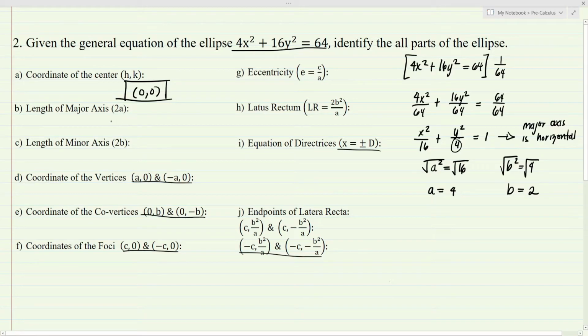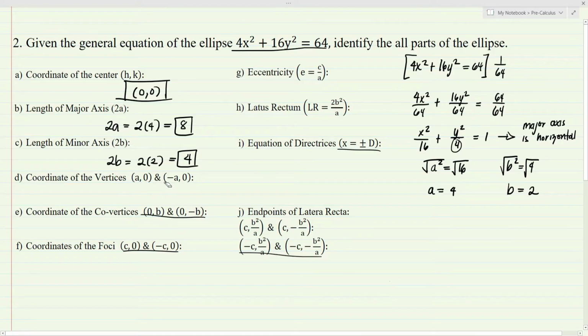Next, for the length of the major axis, 2a. Substituting the value of a, which is 4, the length of the major axis is equal to 8. For the length of the minor axis, this is 2b, that would be 2 times 2. The length of the minor axis here would be equal to 4.